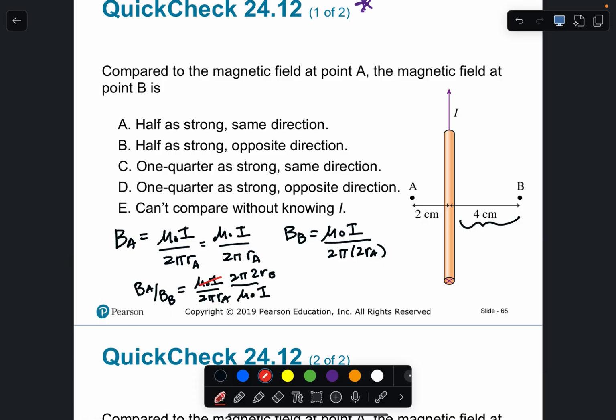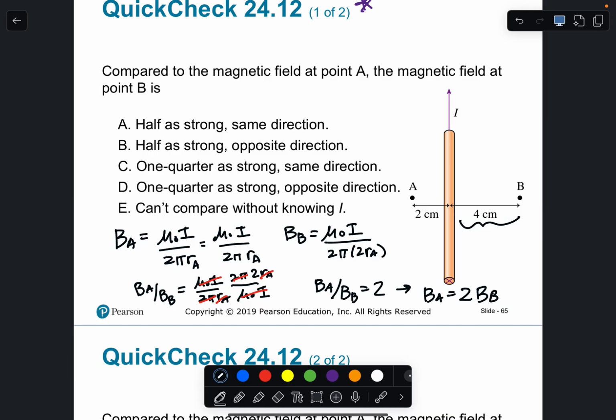I'm going to get all this going away. And, well, you can see that, oh, this should be RA, my bad, right? The RAs are going to cancel. And what I see is that BA over BB equals 2. In other words, if you want to write this as a sentence, the magnetic field of A is equal to twice that of B.